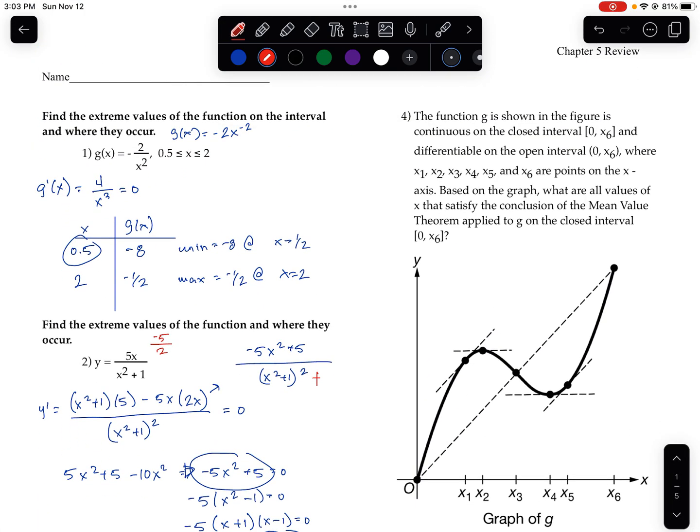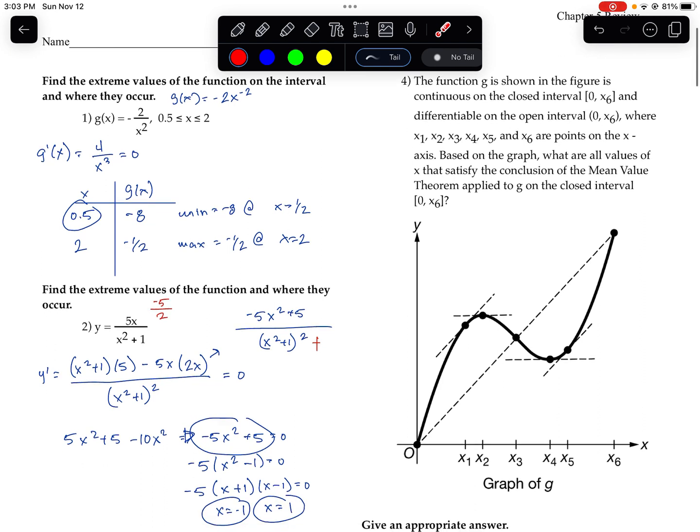Okay. The function g shown in the figure is continuous on the closed interval from x equals 0 to x equals x sub 6. And it's differentiable on the open interval, so it's differentiable in between those 2 points, where x1 through x6 are points on the x-axis. Based on the graph, what are all values of x that satisfy the conclusion of the mean value theorem applied to g on the closed interval?